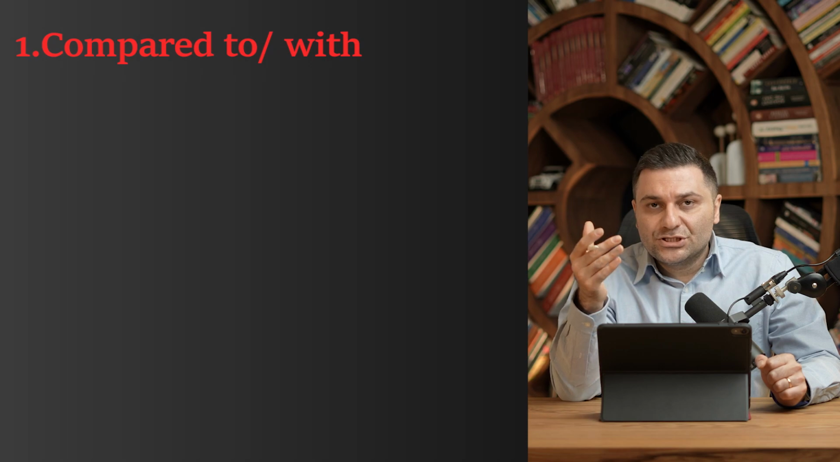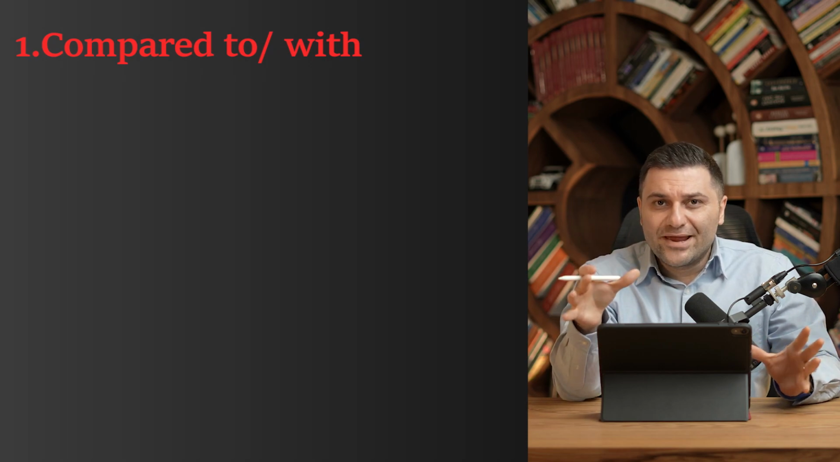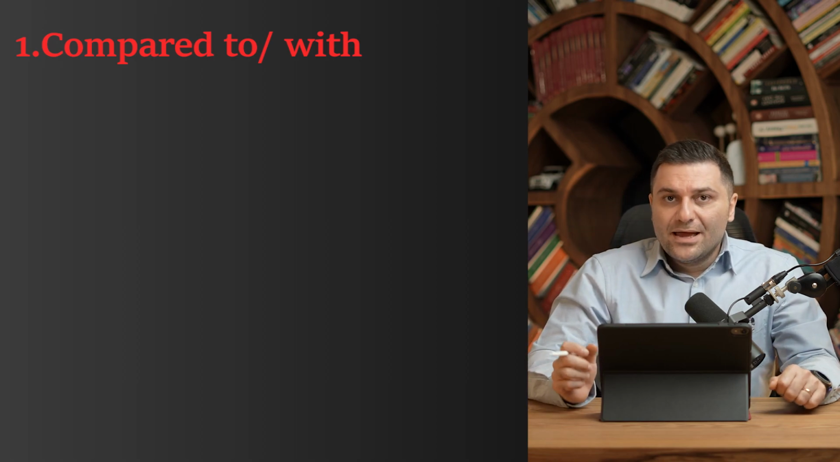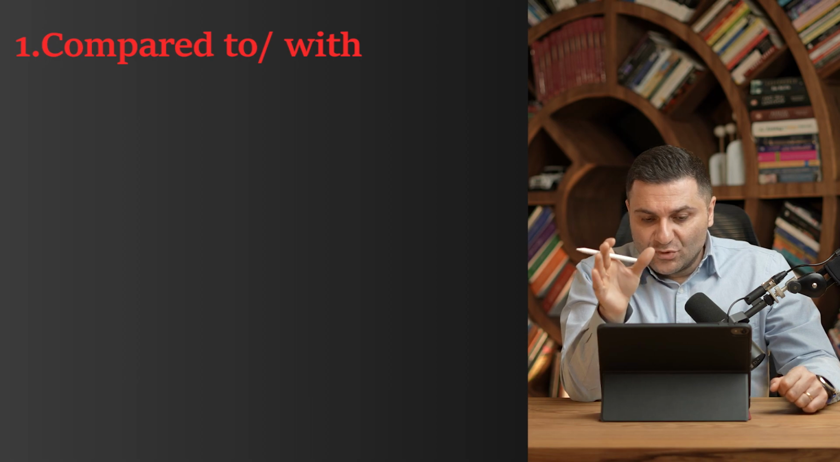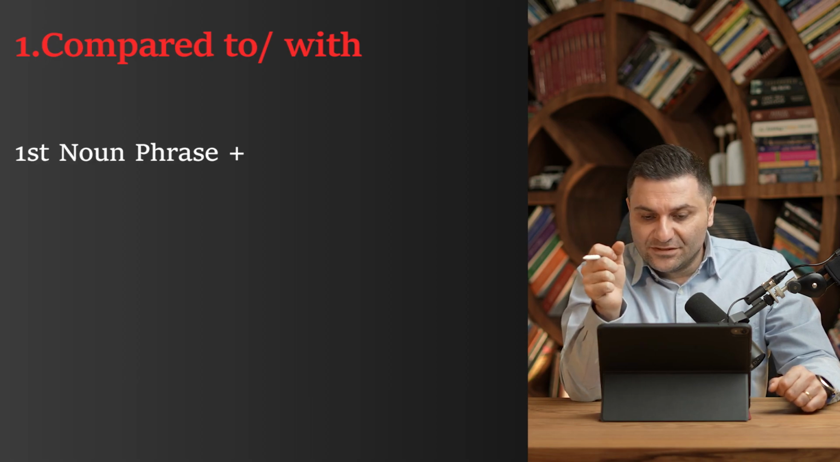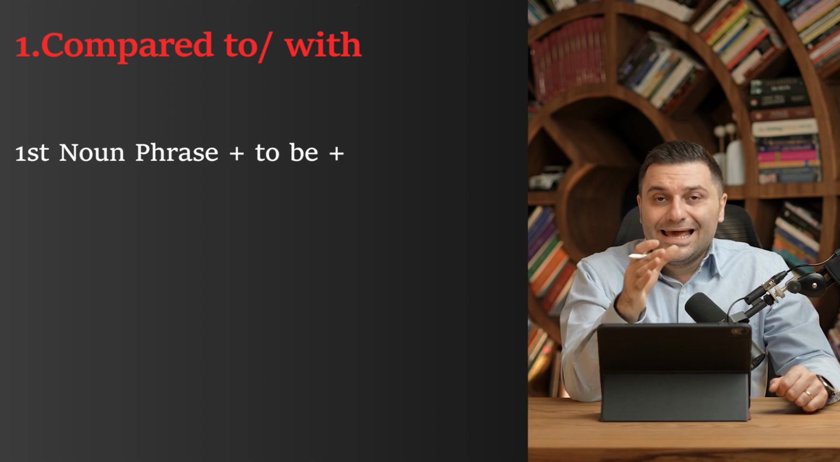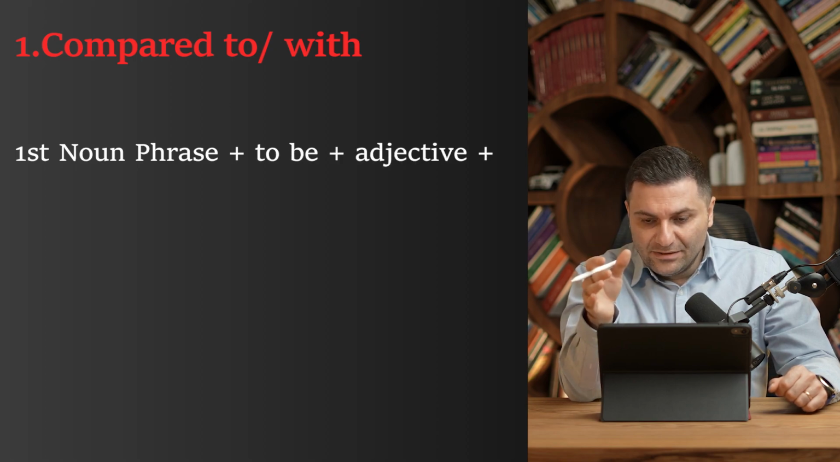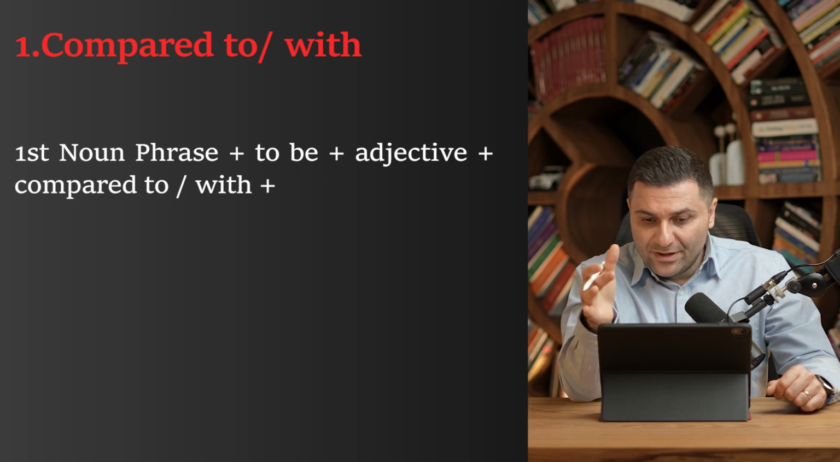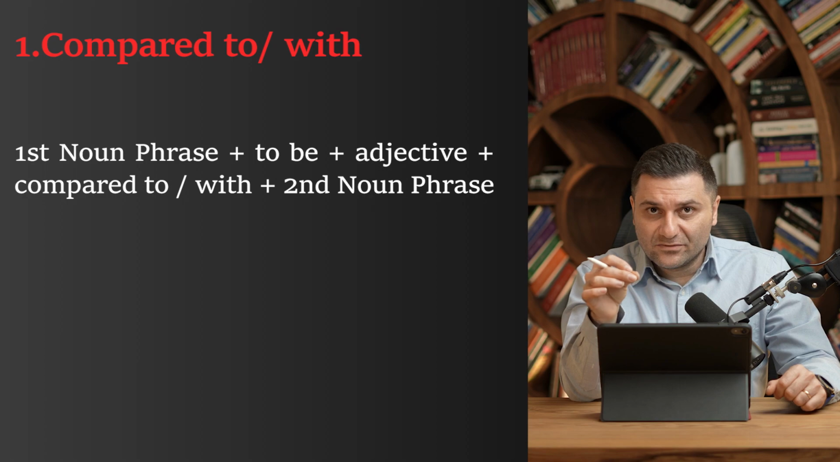So we'll start with compared to or compared with. How can we write about this structure? Our structure will be like this. We'll have our first noun phrase, and after that, to be and an adjective, right? Then compared to or with, and then our second noun phrase.